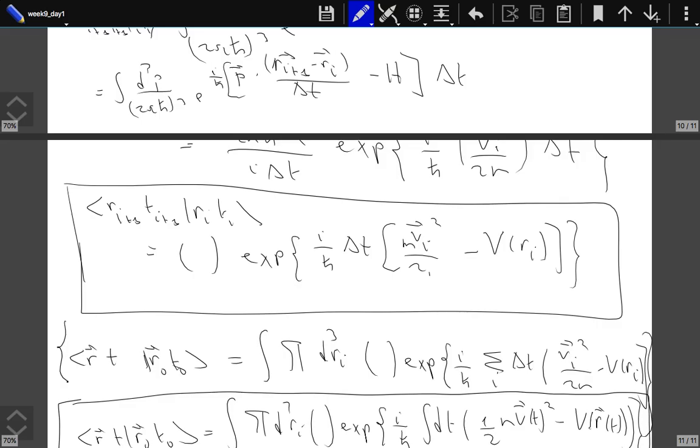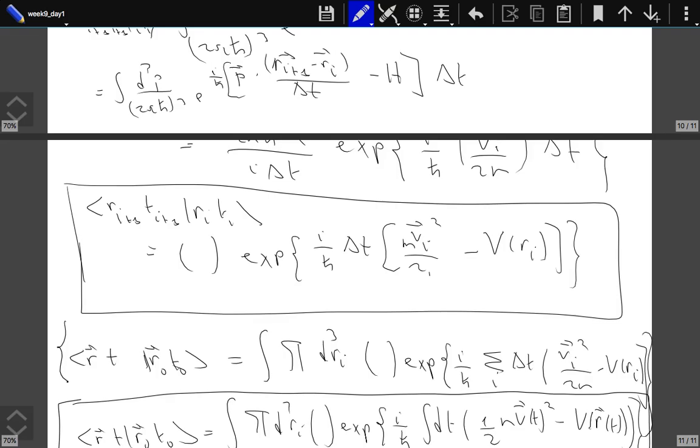QCD is the theory that describes the strong interactions of quarks. We don't know how to solve it. We cannot write a Schrödinger equation for it and try to solve it. So it's a field theory. But what we can do is calculate this kernel on the lattice.